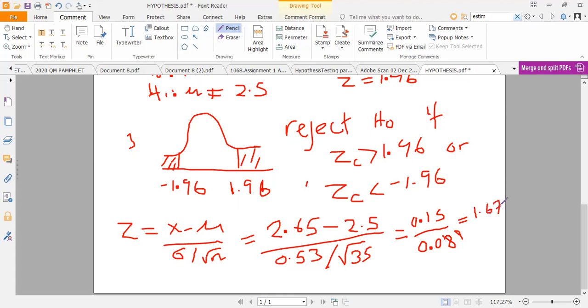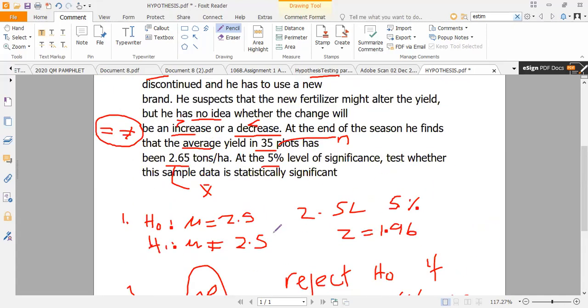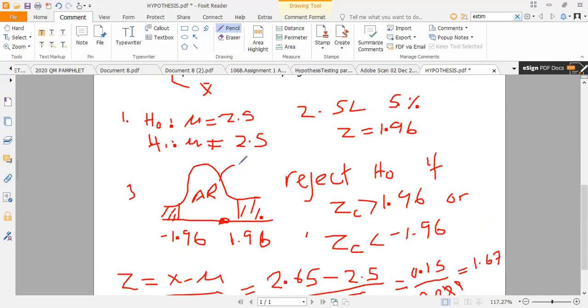Yes, so 1.67 is somewhere inside here. So what becomes the conclusion? We accept H0 and conclude that there is no difference. Whenever we accept, there is no significant difference. Whenever we reject, there is a significant difference. So this fertilizer is useless because there's no difference. It only becomes something is happening when there's a difference.